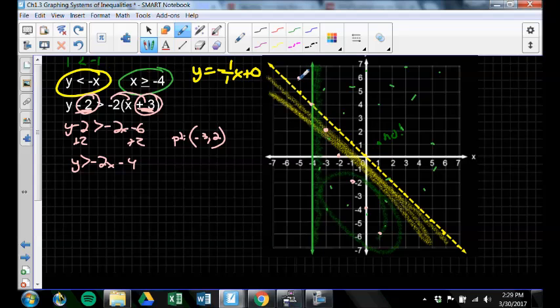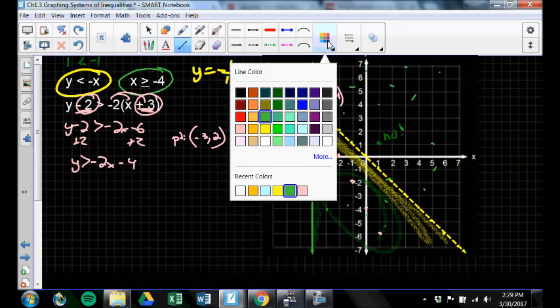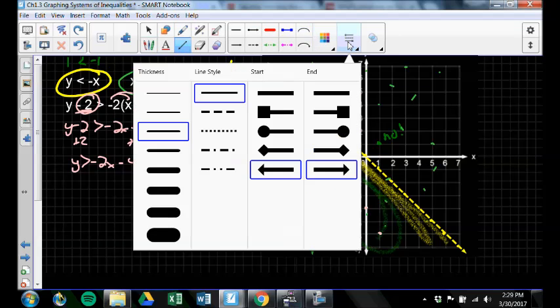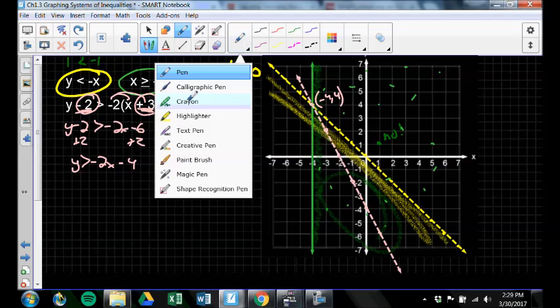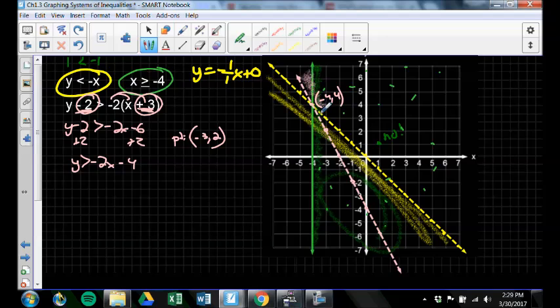Hey, all three of these have the same point of intersection. That's interesting. That's the point negative 4, 4. That was convenient. Nice clean point of intersection. This is going to be a dotted line. And it's going to be shading above. The point 0, 0 works. So if I'm shading above this line, that's everything here.